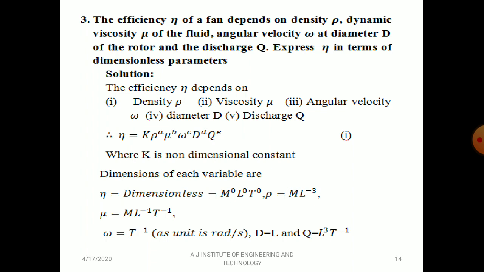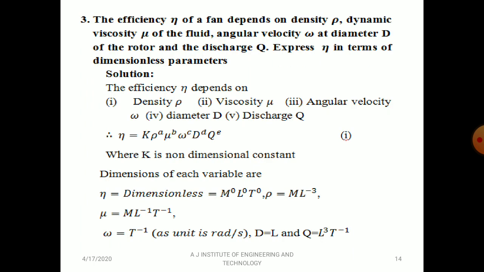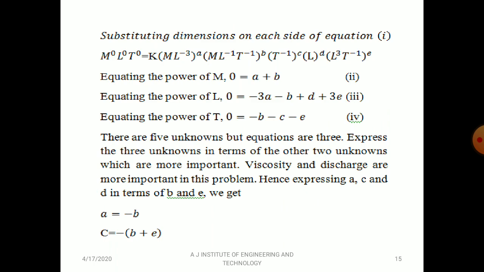So substituting dimensions on each side of equation 1, that is eta equal to k into rho to the power a into mu to the power b into omega to the power c into d to the power d into q to the power e, we get m to the power 0, l to the power 0, t to the power 0 equal to k into m l to the power minus 3 to the power a into m l to the power minus 1 t to the power minus 1 to the power b into t to the power minus 1 to the power c into l to the power d into l cube t to the power minus 1 to the power e. So we are just substituting the dimensions on both sides of the equation, LHS and RHS.